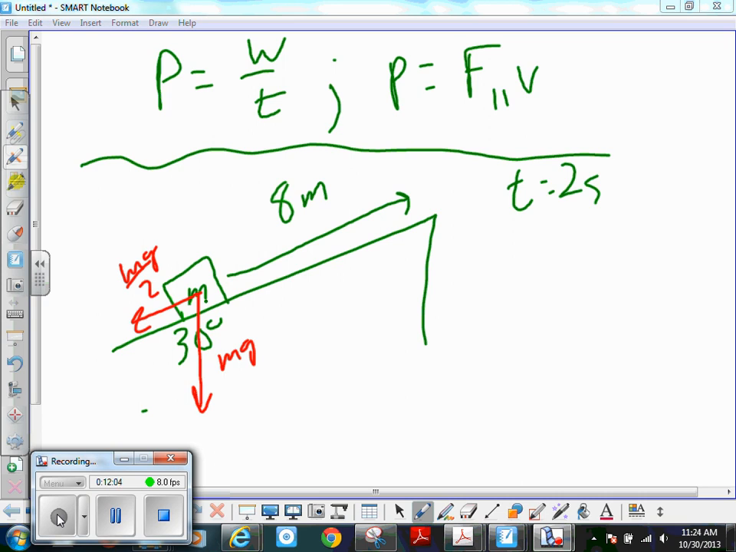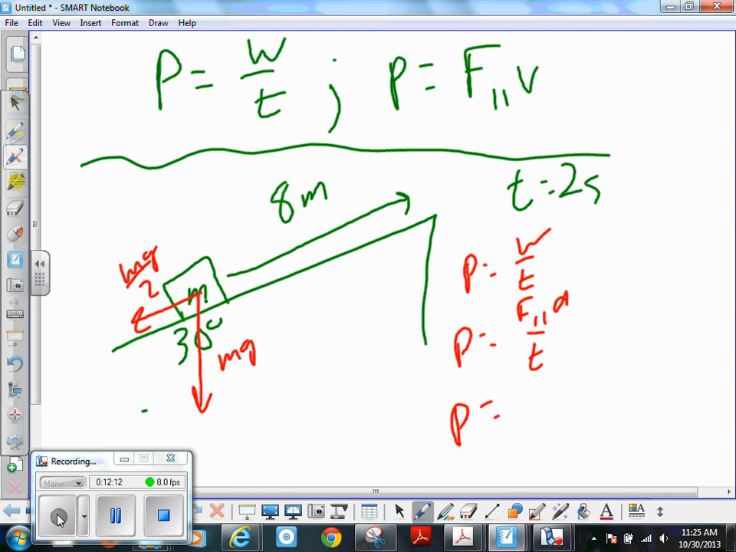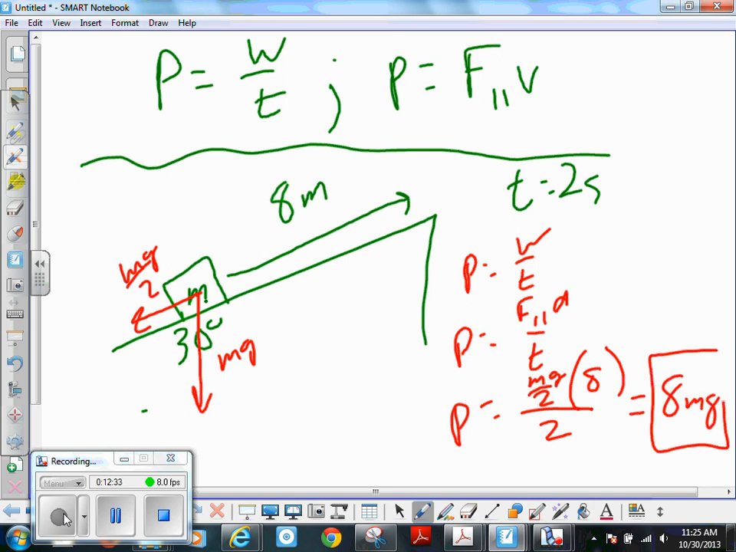So, power equals work per time. Power equals force parallel displacement per time. Power equals mg divided by 2 times 8 divided by 2. So power then equals 8 mg. Do you agree? The actual answer is 2 mg or 20 m. Okay, so that's powerful. Is there another way to do this, though, is the question.